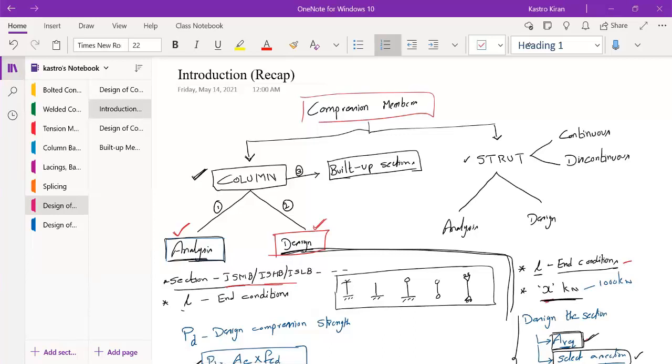So in today's class, we'll be focusing on the design of compression members as columns. This is the last part related to column design. In the last two classes, we talked about how to analyze a compression member given as a column section, and we have also seen how to design a section. Now in today's class, we'll be talking about how to design a column section as a built-up section. This is the last part of column section design.